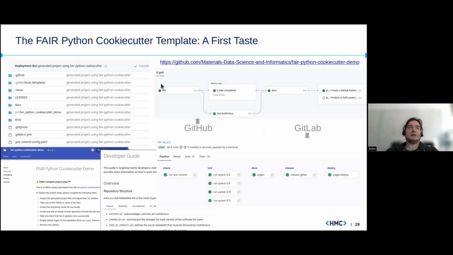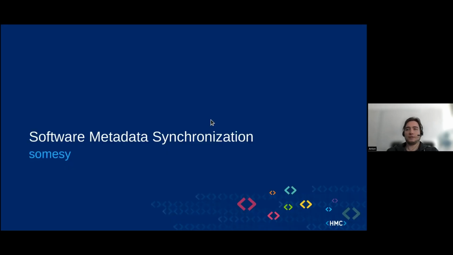So you can see all of this that I've shown you here. There is also another repository, which is called FAIR Python Cookiecutter Demo, where you can just browse a bit which files would be generated and see how the page would look like and all these things, if you want to get an idea before you install and try it yourself. So this is the template. And now I will hand over to Mustafa, and he will tell you more about this tool, somesy, to clean up the metadata files and manage them for you.